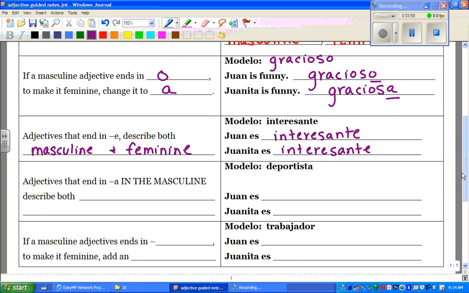Adjectives that end in an A in the masculine describe both masculine and feminine. Now, there's only one word that you know right now that ends in an A, and that word is deportista. We talked about this yesterday. Deportista means sports-minded, okay? So it sounds weird at first when we're learning it, but if you want to say Juan is sports-minded, you say Juan es deportista. You keep it in A. Juanita es deportista.